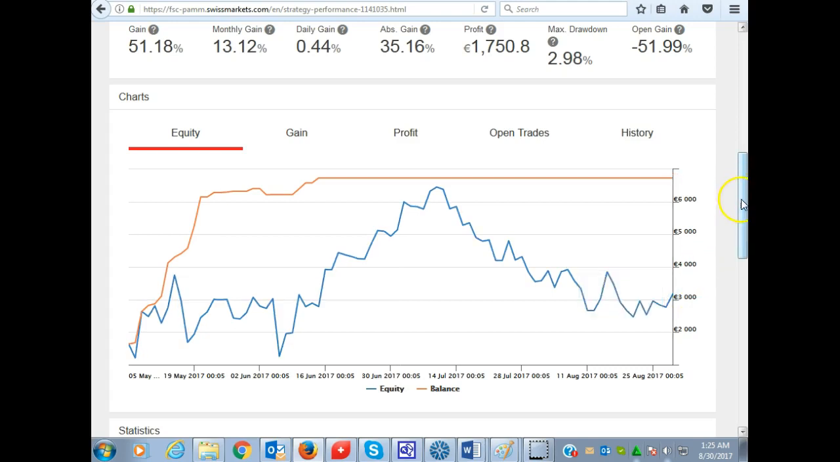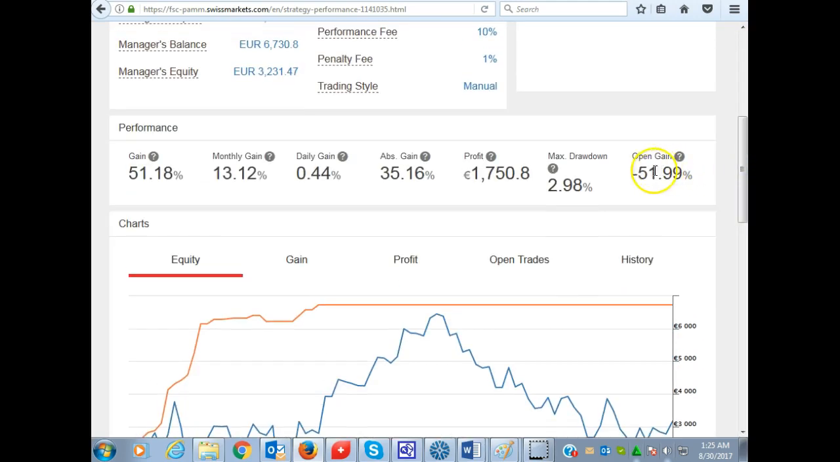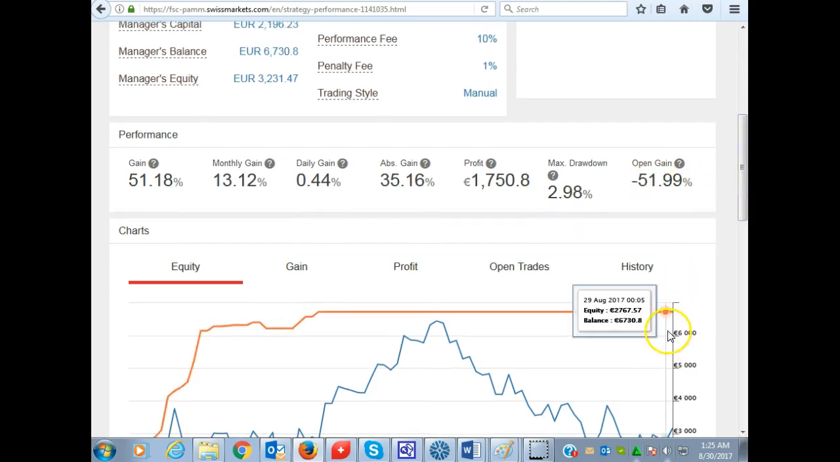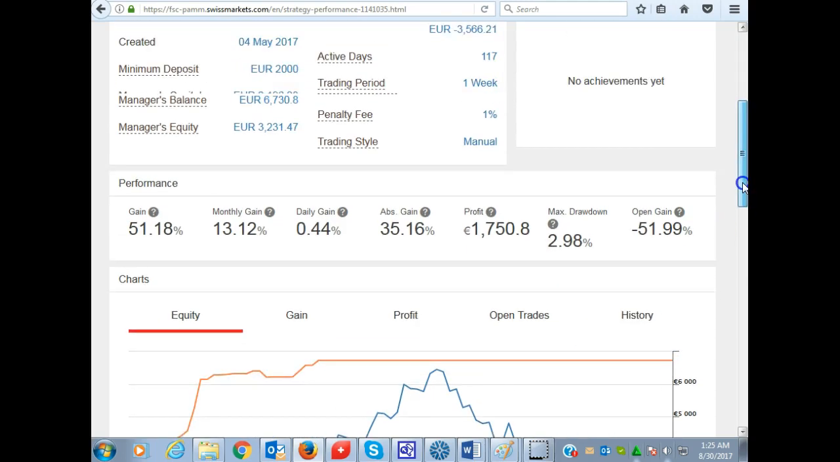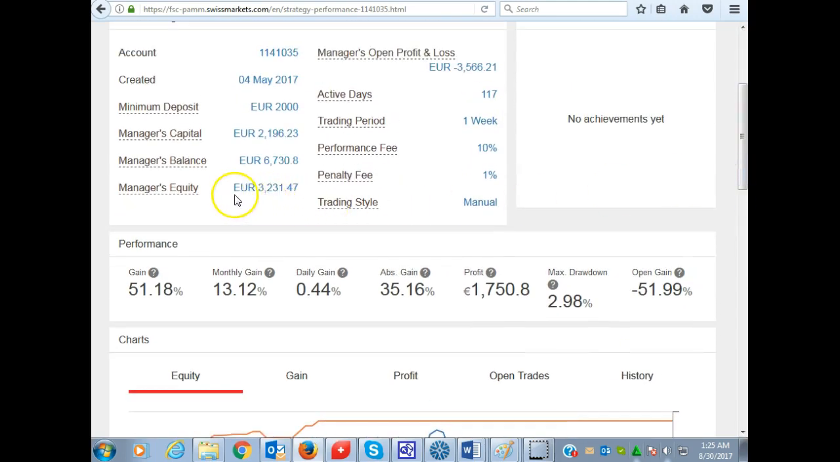This is because his open trade is running at minus 51%. If he closes this trade, all his equity will be wiped out. This is the manager's equity, 3,231, and he is running a loss of minus 3,566.